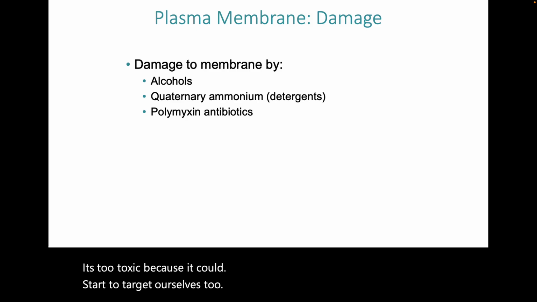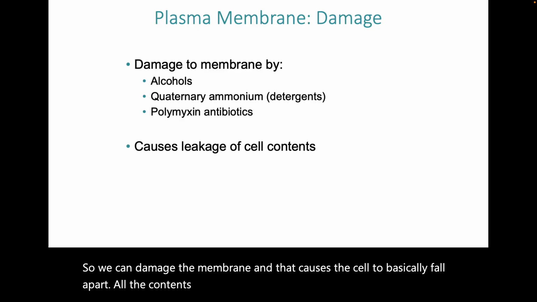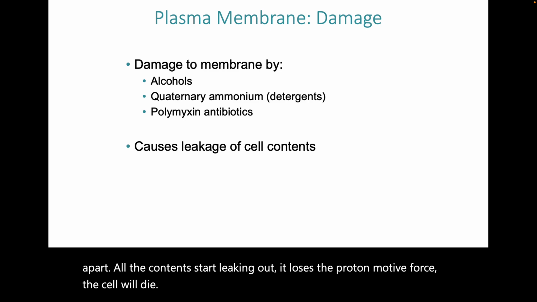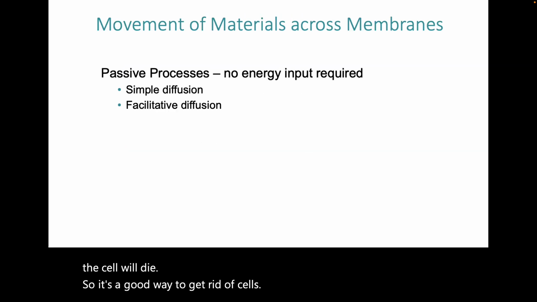So we can damage the membrane, and that causes the cell to basically fall apart. All the contents start leaking out. It loses the proton motive force. The cell will die. So it's a good way to get rid of cells. Questions to this point?